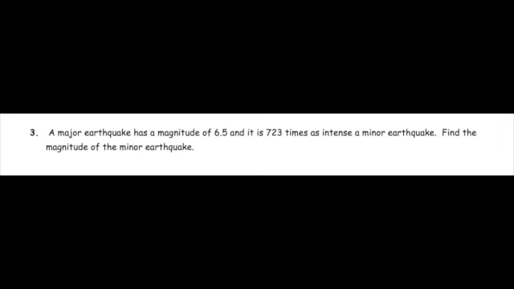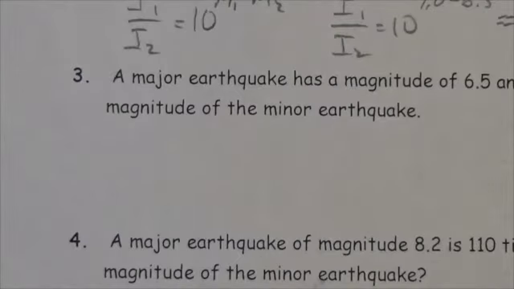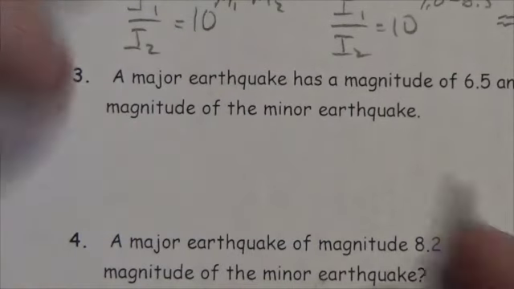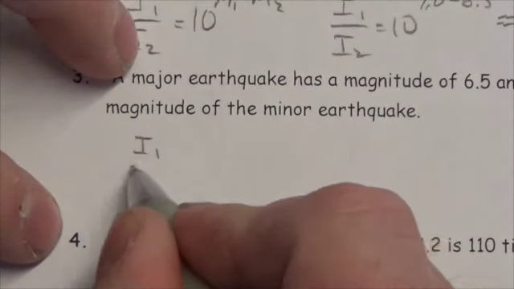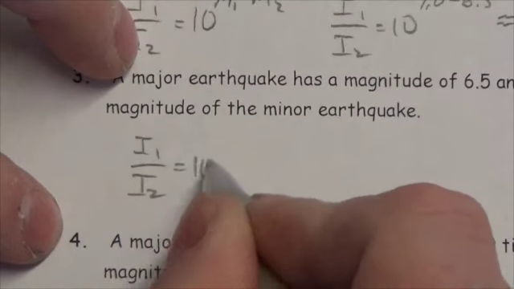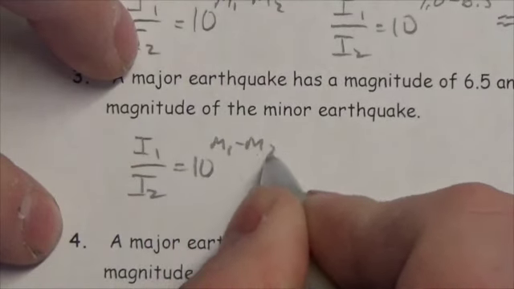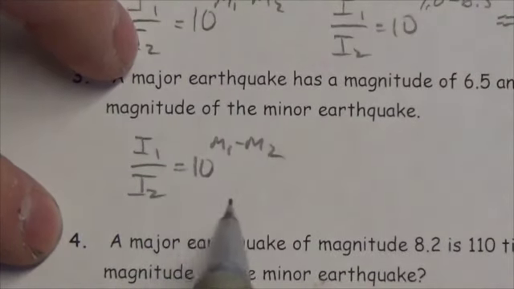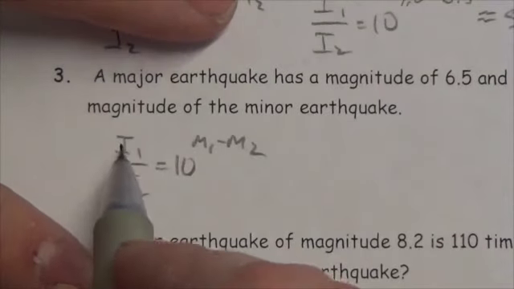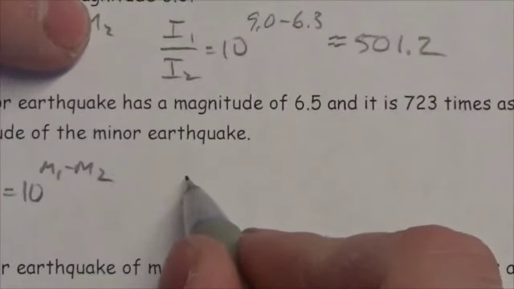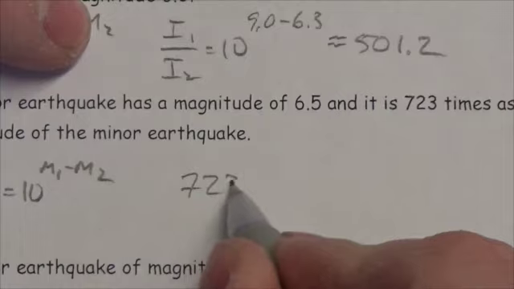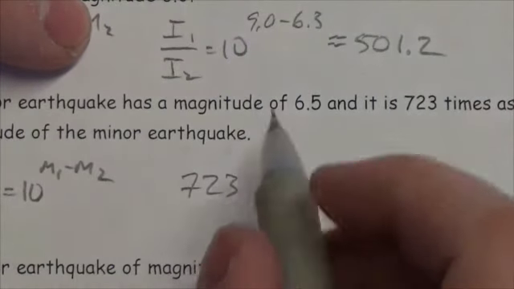A major earthquake has a magnitude of 6.5, and it is 723 times as intense as a minor earthquake. Find the magnitude of the minor earthquake. All right, now this question is asking for something a little different here. In this case, we know what the comparison of the intensities is. Okay, so we're still using this equation right here. But in this particular case, we know that the first quake is 723 times as large. So that ratio there is going to be 723.